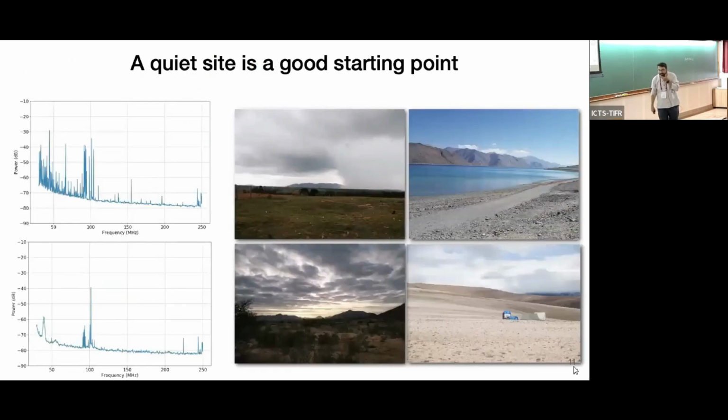But there are other challenges, most of it coming because we are on Earth. This frequency range, again, is home to a lot of different transmitters around us. And really, site to site, the variation is just huge.